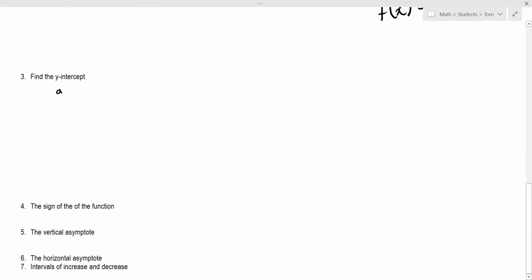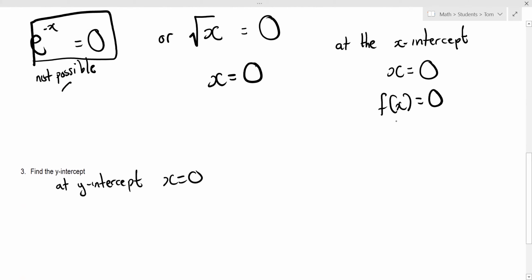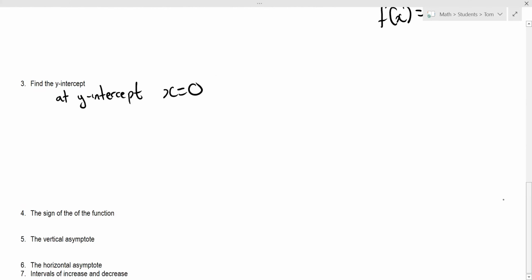So at the y-intercept, x is equal to 0, which we actually got here. We already realized that where x is equal to 0, y is equal to 0. But still, let's just input it. So we have f of x is equal to e to the power of negative x dot square root of x. Okay, so we are looking for f of 0.